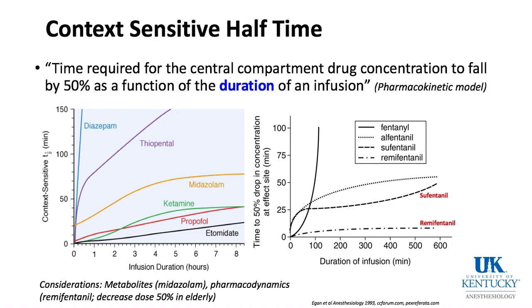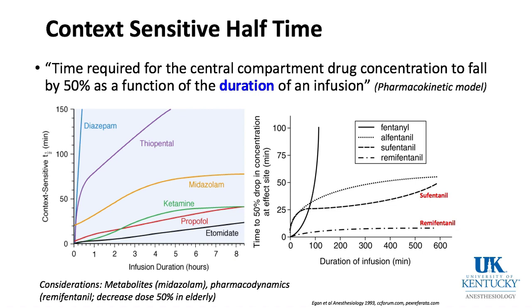The next keyword is context-sensitive half-time, and that by definition is the time required for the central compartment drug concentration to fall by 50% as a function of the duration of an infusion. That is, you're infusing some drug for an extended period of time and then you shut it off after 1 hour, 2 hours, 8 hours, 10 hours. How long is it going to take to drop its concentration by 50%?